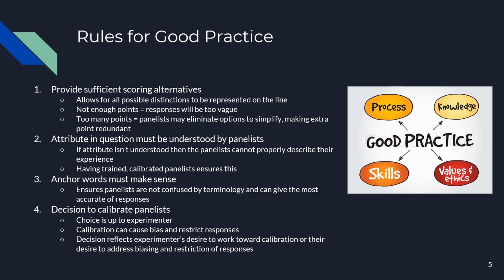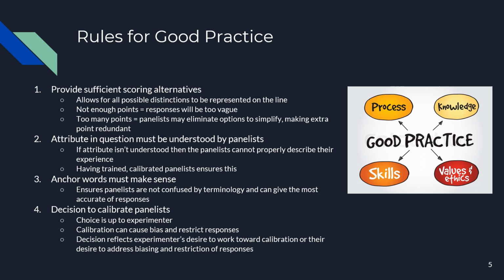Next are some rules for good practice when using the line scale. Number 1 is to provide sufficient alternatives. This allows for all possible distinctions of an attribute to be represented on the line. Not enough points on the line leads to panelists eliminating scoring options to add simplicity.